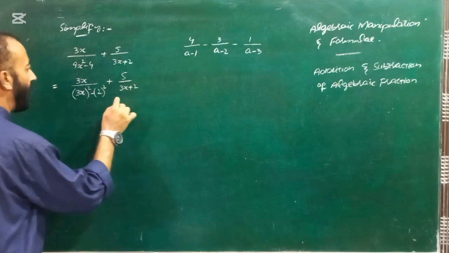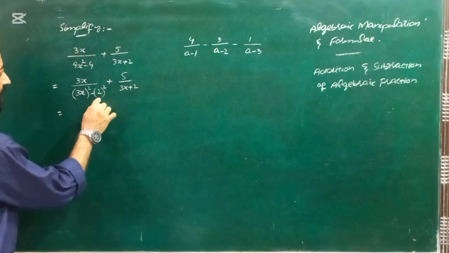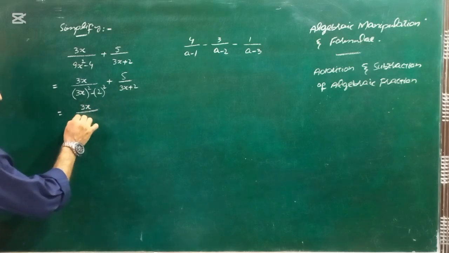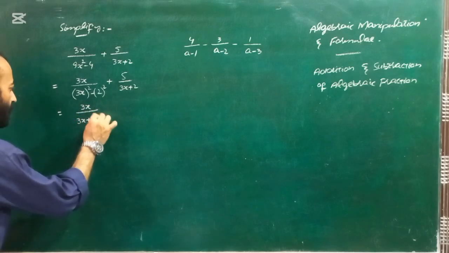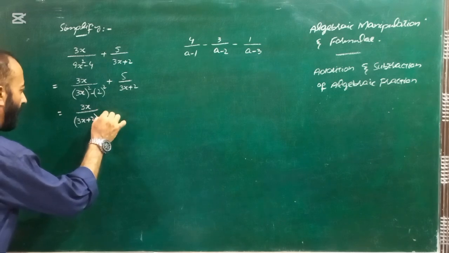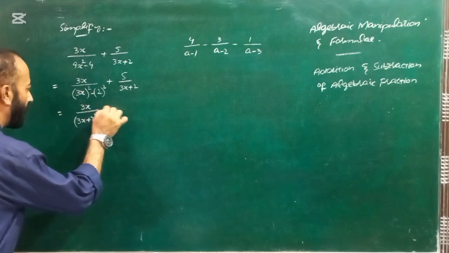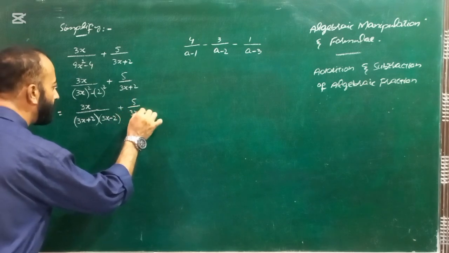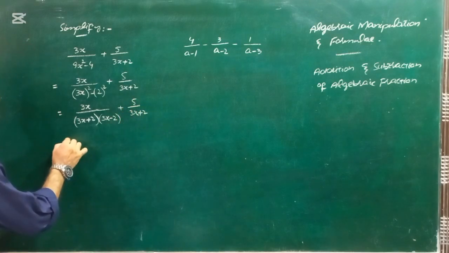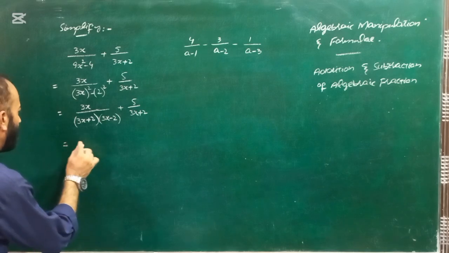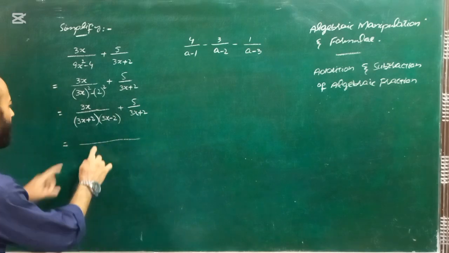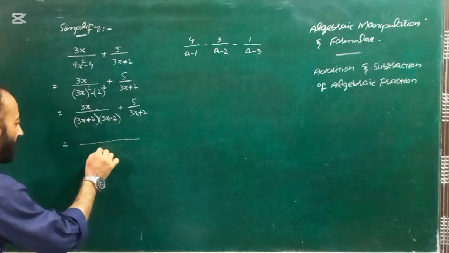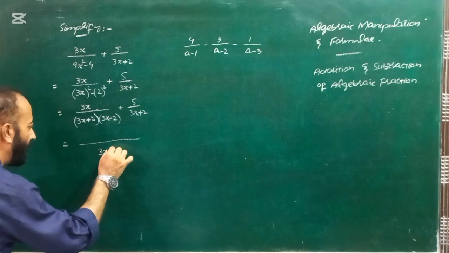So in the next step you can see a square minus b square formula will be applied in the denominator. So it will become 3x plus 2 into 3x minus 2, and the next fraction will be written as it is. In the next step you can see we will take the LCM. So LCM will be, this bracket is same and this is different, so 3x plus 2 into 3x minus 2 will be the LCM.